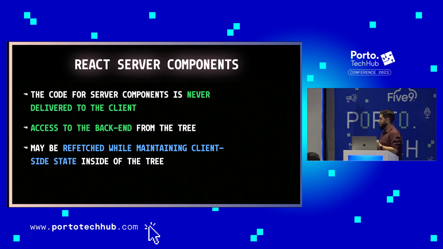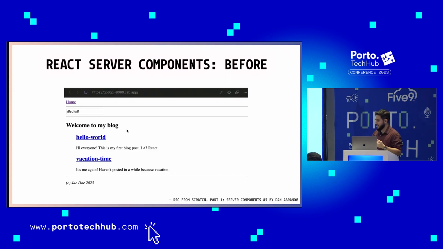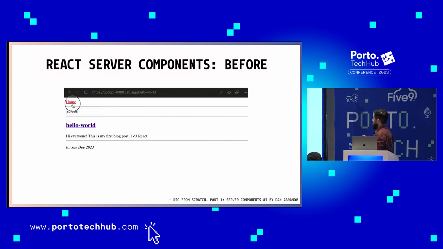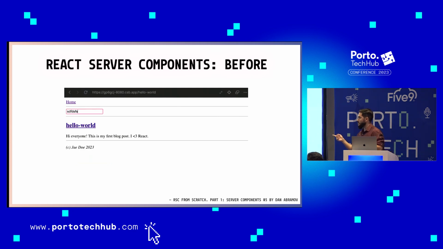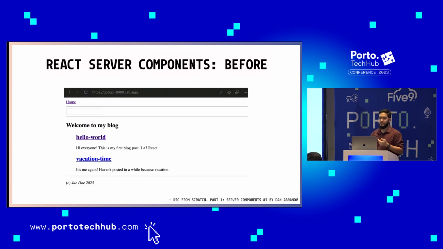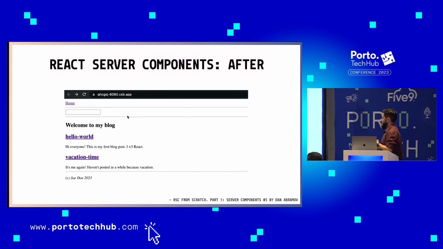And the third thing, which is my favorite, is that they can be refetched while maintaining the client-side state inside the tree. So imagine a search bar or something where you have hovering state, selection state, all of that, and you can refresh the re-rendered components and maintain that. Recently, Dan published one example. This is Hello World without server components, and you can see that it types something, and then it performs the navigation, and then the state blows away. And then this is the same example with server components, where you navigate, and then the state is still there.